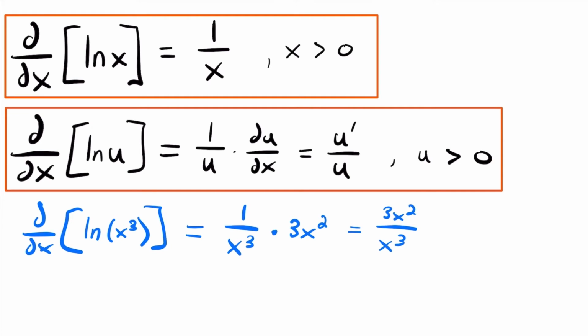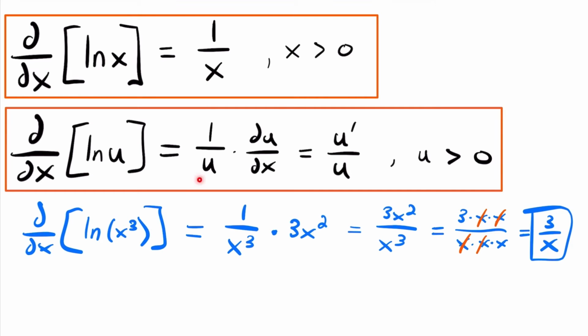And so notice that this x squared is going to cancel out with an x squared in the denominator here, right? This could be rewritten to be 3 times x times x divided by x times x times x, right? X cubed means we have x times itself 3 times, and x squared is x times x. And so we'll have 2 x's cancel out from the top and the bottom. And so all we're left with is 3 divided by x. And so that is the answer to this derivative. The derivative of the natural log of x cubed is equal to 3 divided by x. And so that's how we would use this derivative rule right here.